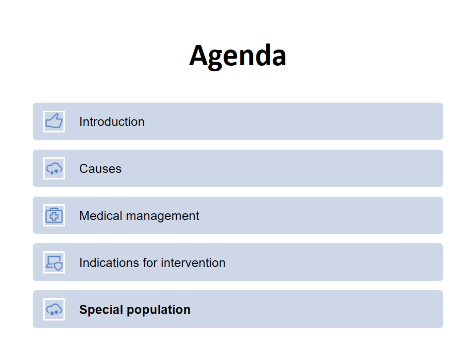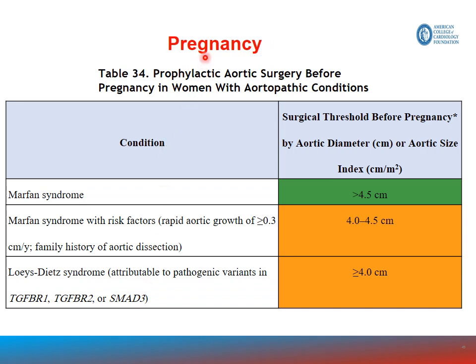The last part in our lecture will be special population. The special population here is pregnancy. What are the indications for prophylactic aortic surgery before pregnancy in women with aortopathic conditions?